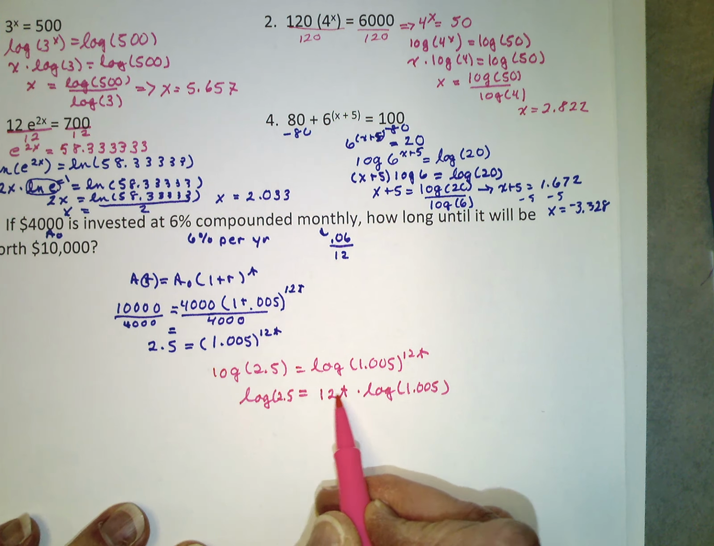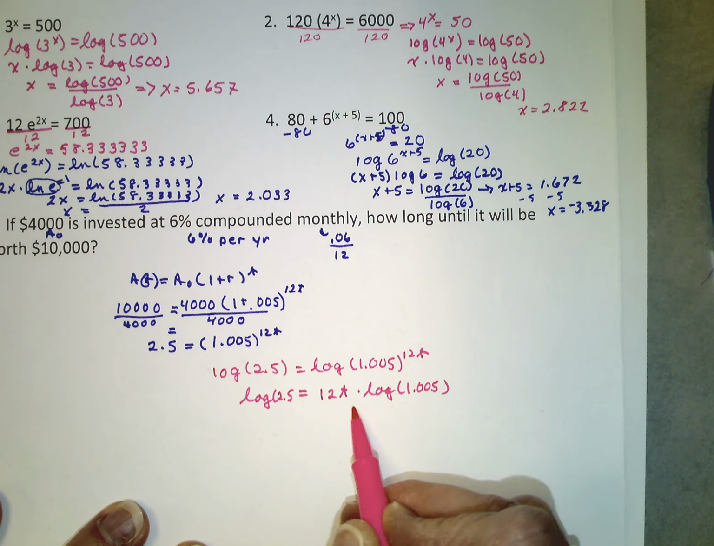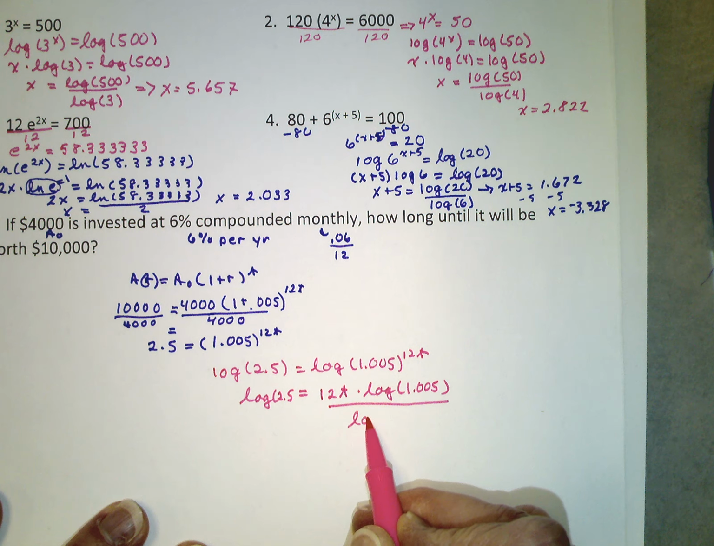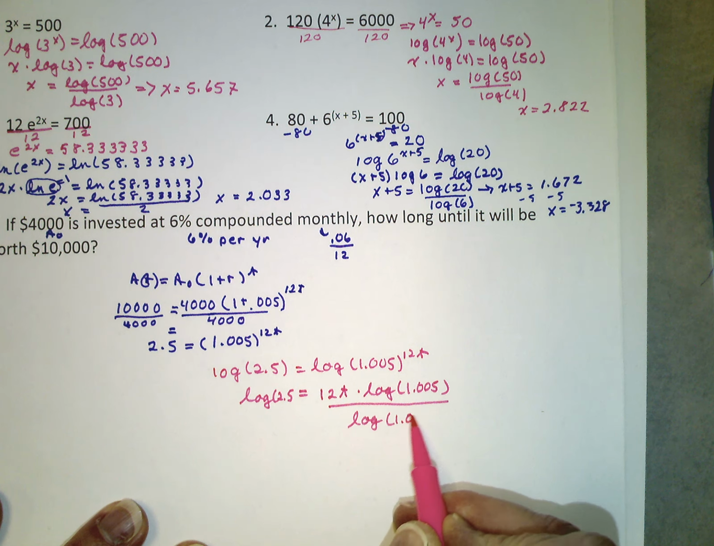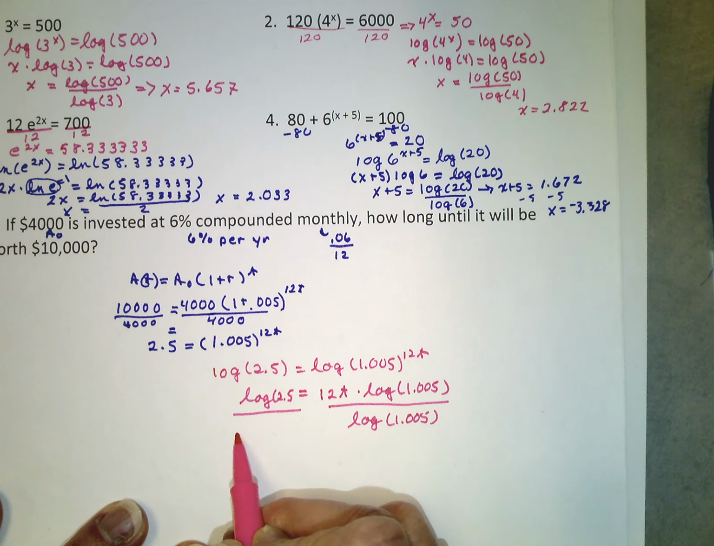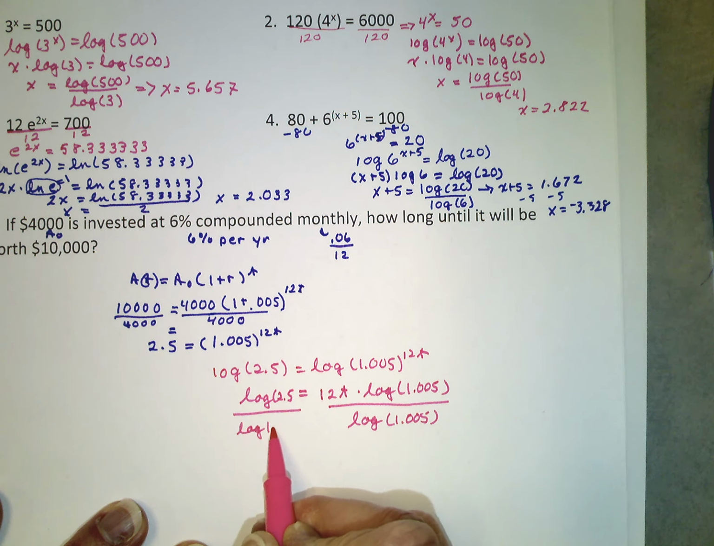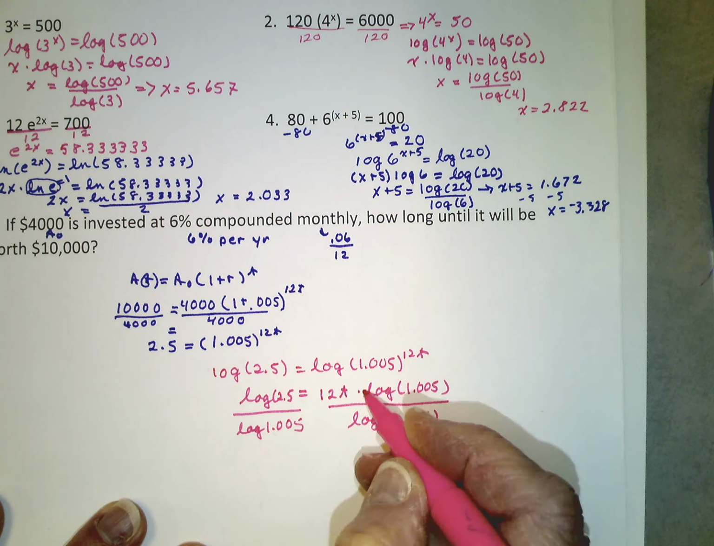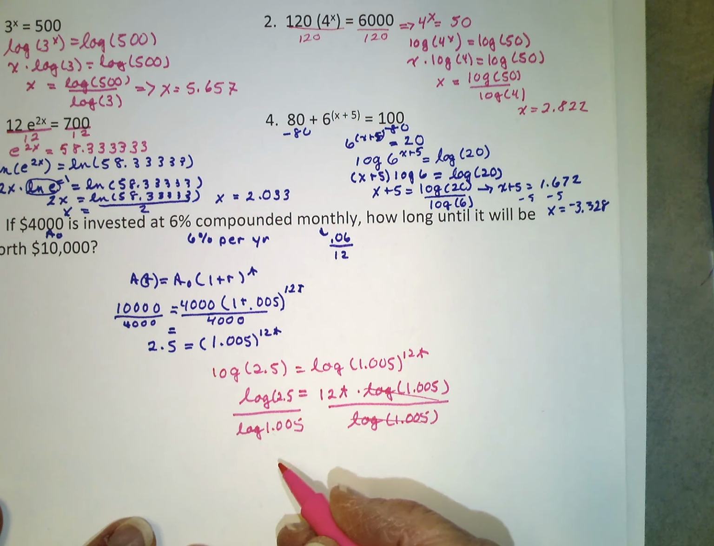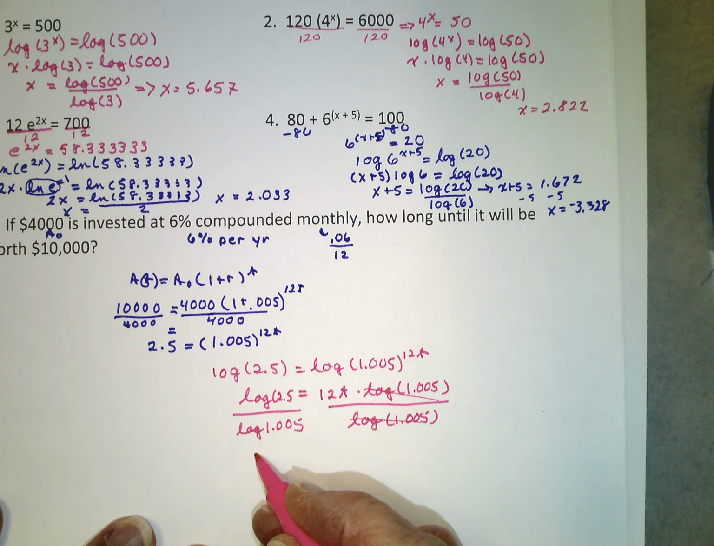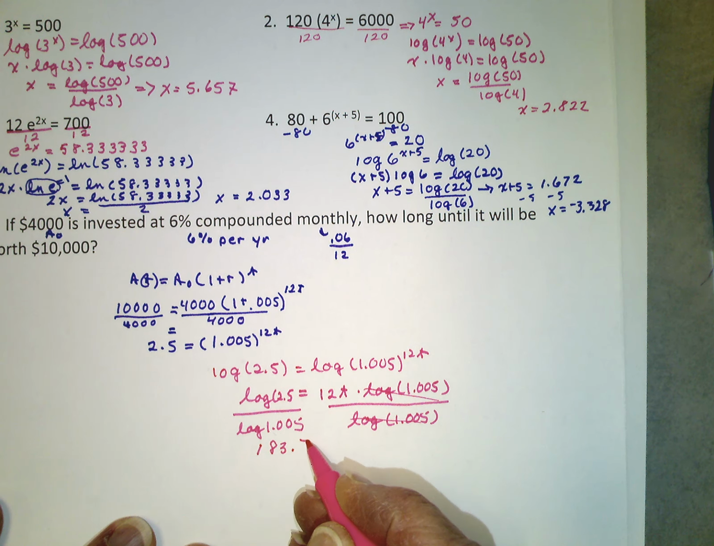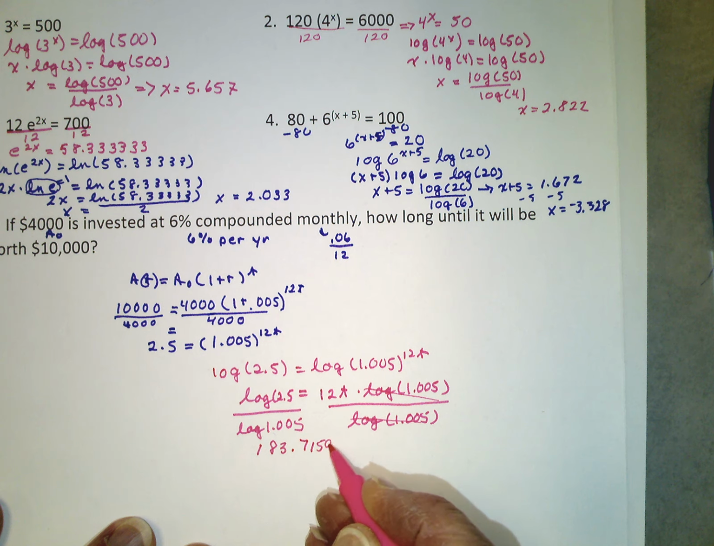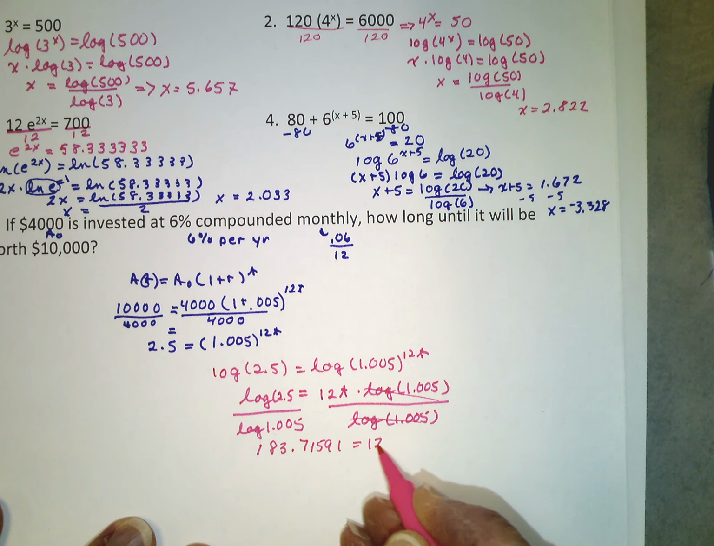And to try to get the 12t alone, we're going to divide both sides by the log of 1.005. Well, we're going to let the calculator do it, because these will cancel out. The calculator said something like 183.71591 equals 12t.